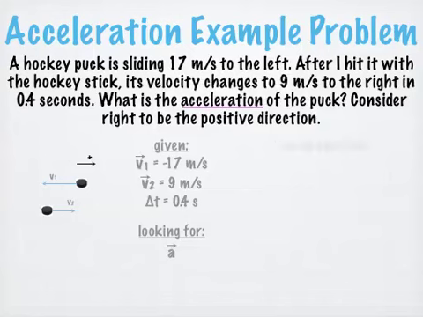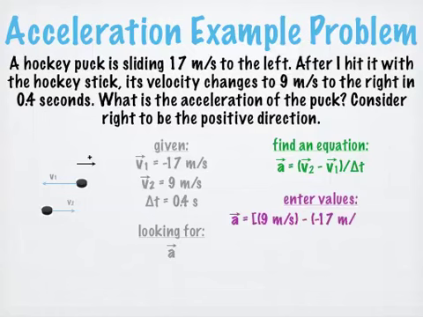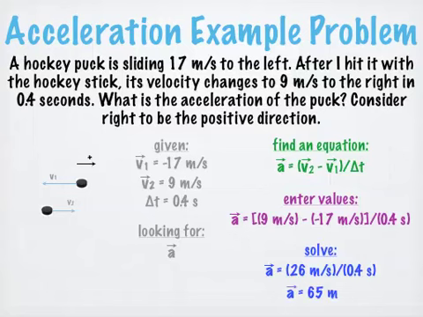Next, we want to find an equation that contains our known values and our unknown value. We can use this equation, which gives the acceleration in terms of v1, v2, and delta t. Now we enter our values for v1, v2, and delta t into this equation. Finally, we solve the equation. Simplifying, we get 26 meters per second divided by 0.4 seconds, which comes to 65 meters per second squared.